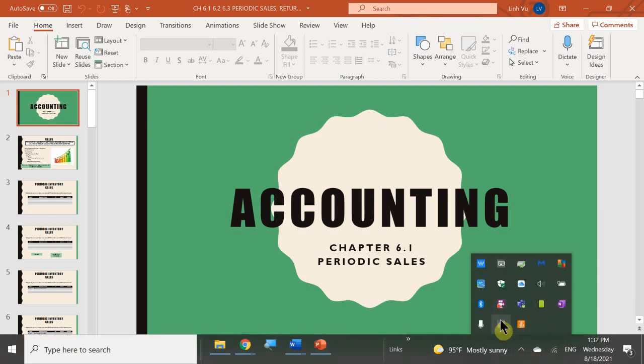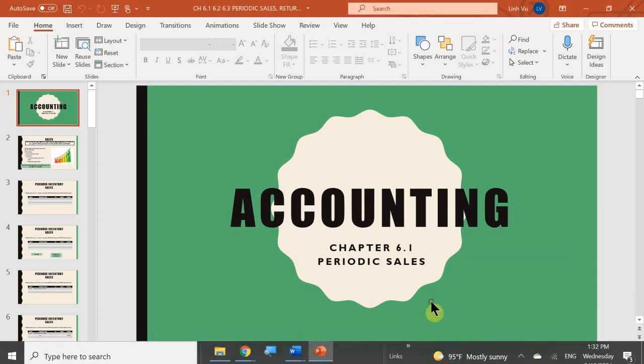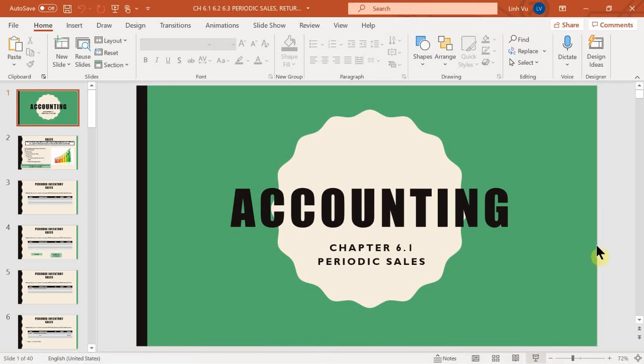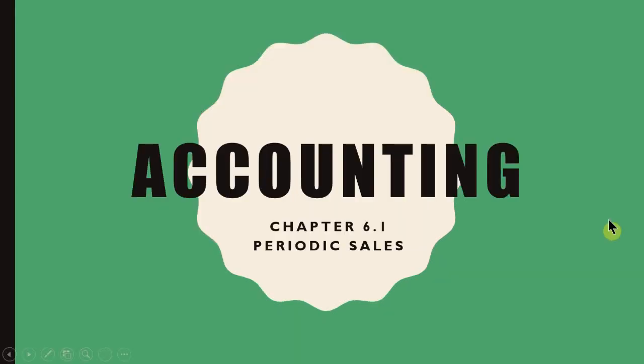So today we are going to be taking a look at chapter 6.1 all the way to 6.3. And in this case, we're going to be diving right into periodic sales. Now, what happens when we make our sales, especially dealing with periodic inventory? There is a special kind of journal that we have to do when it comes to making sales of periodic inventory. And that's what we're going to learn today and dive right in.